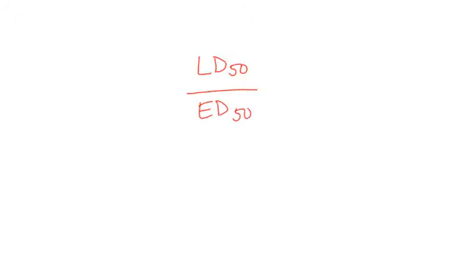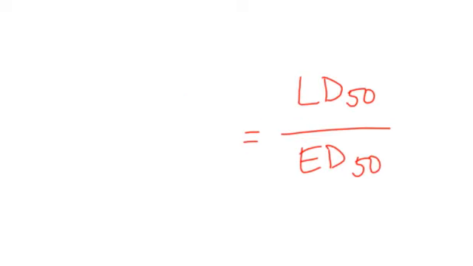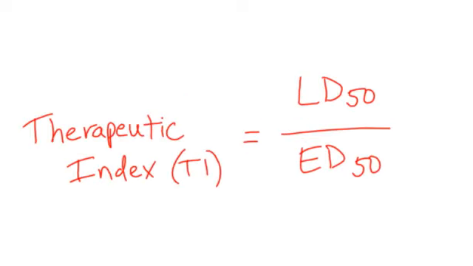ED50 is the dose that is effective for 50% of the population. So if you divide LD50 by ED50, that gives you therapeutic index. You can have a high therapeutic index or a low therapeutic index.